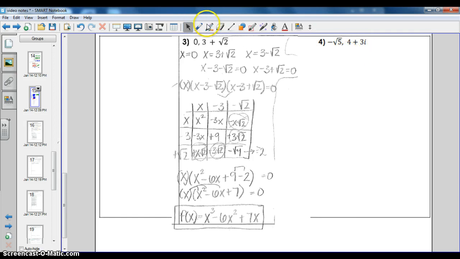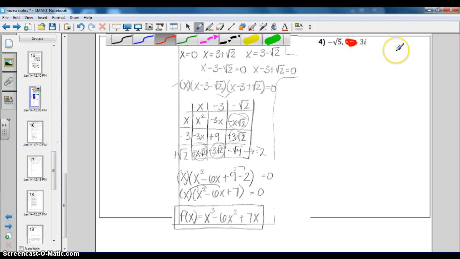We're actually going to change it to make it a little bit easier. We're going to get rid of that 4. There we go. So just do negative square root of 5. Don't forget positive square root of 5. And then do positive 3i and negative 3i as your 4 zeros. And then go ahead and multiply. And then we'll check here in just a second.